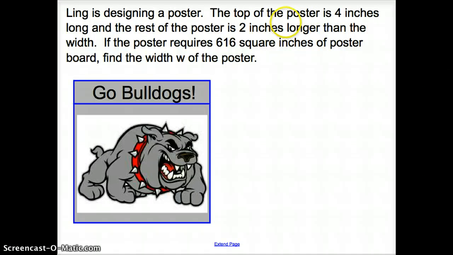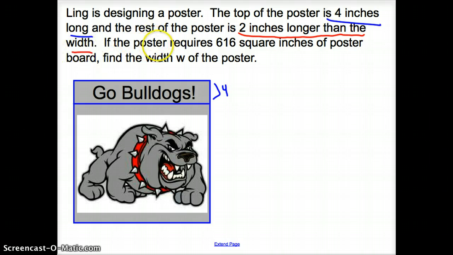So let's try our final problem, and it's everybody's favorite, the word problem. First, let's take a peek at what it says and see if we can decipher what it means. So it says that Ling is designing a poster. The top of the poster is 4 inches long. So since the top of the poster is 4 inches long, I'm going to put that down right here. So it's already 4 inches. The rest of the poster is 2 inches longer than the width.